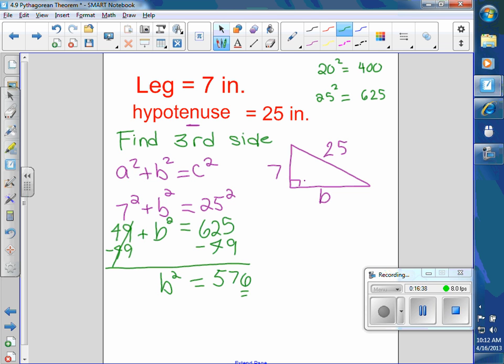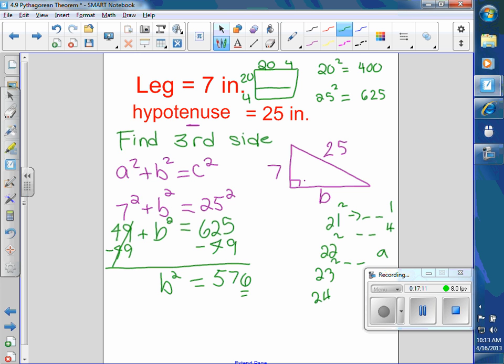Do you get that? So 21 squared would end in a 1. 22 squared would end in a 4. 23 squared would end in a 9. 24 squared would end in a 6. So if it's a perfect square, it's got to be 24 squared. So check that. Don't go through all of them. That would take so long. So do 24 times 24.